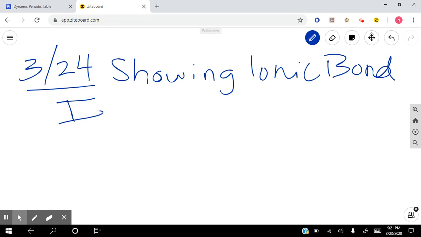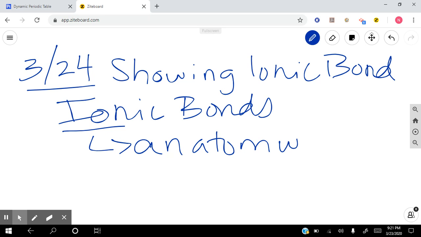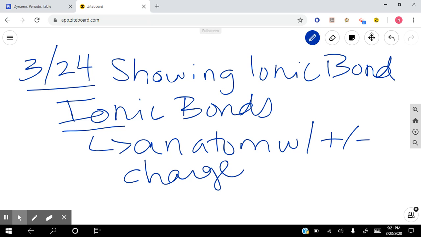So our first one is going to be ionic bonds. Just a brief definition for you. So they have the word ion in it. And remember that an ion is an atom with a positive or negative charge. And we talked about how it got that charge: it either gained or lost its valence electrons.